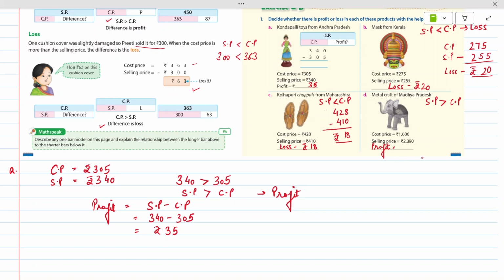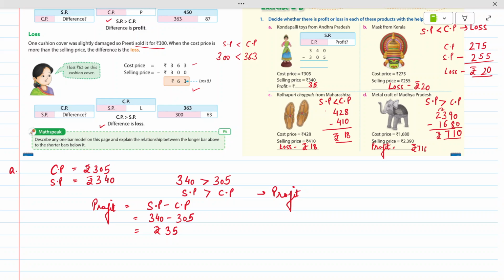And how much is the profit? Simple. Again, we will find out the difference. 2390 minus 1680. So this will be 0. Here we will get 1. 1 carry, 13 minus 6 is 7. And then 0. So we will get rupees 710 as a profit.